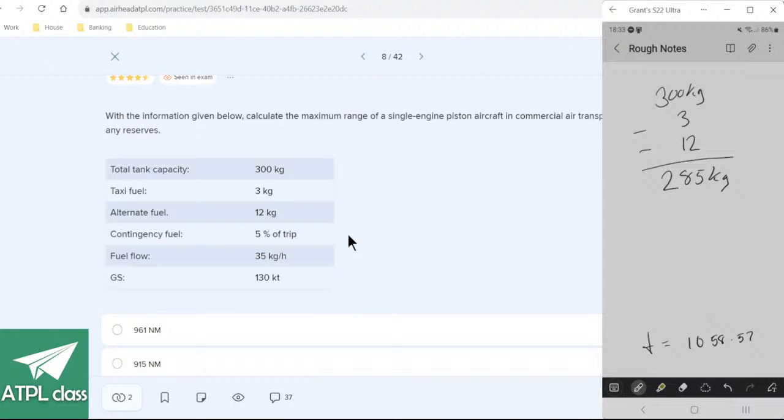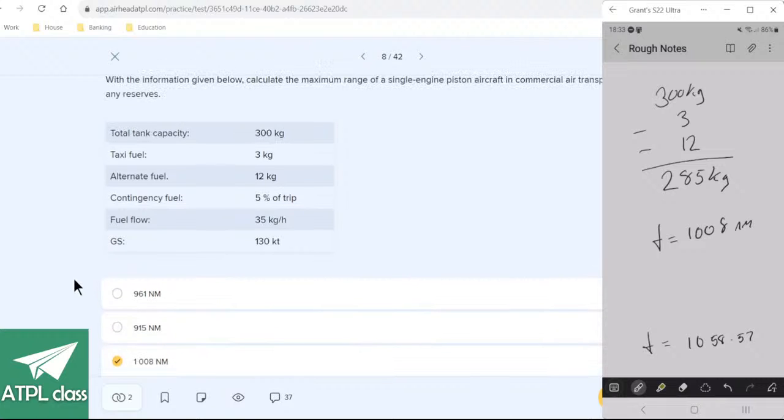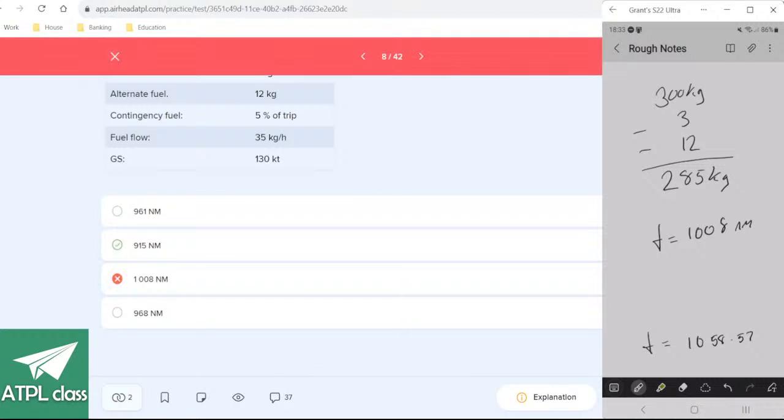Interesting one. So I'm going to go with my original, that's 105%. So if I divide it by 105 and then times by 100, I should get an answer. So I'm going for the distance of being 1008 nautical miles, which is there. That's an interesting question. No.